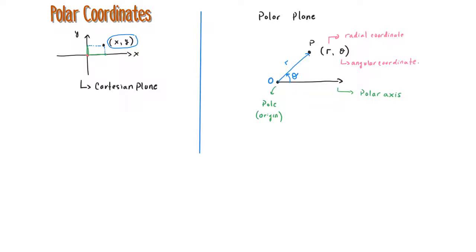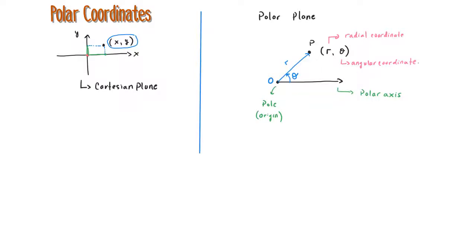It gives you its distance from the pole, so from point P to the pole O, and it gives you the angle that is formed from the polar axis towards the ray formed by the pole and point P. And theta follows the same convention as any other theta that we have defined since grade 11.